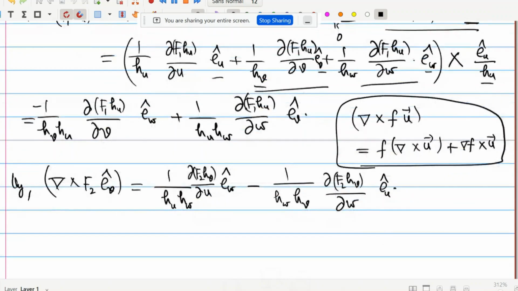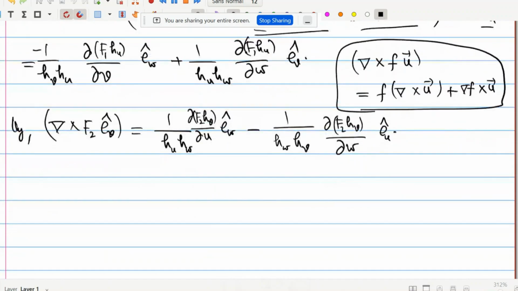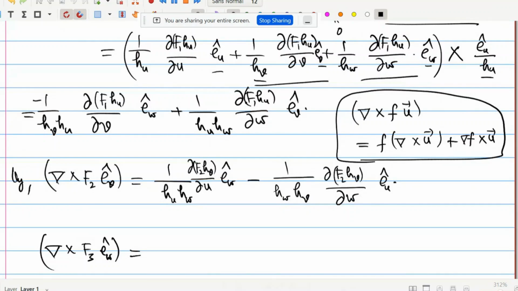You write the other component the same way. I'll write one more, so it won't take much time. The third with EW cap is the same thing: EW cap by HW. So U and W will give me a negative sign, right?